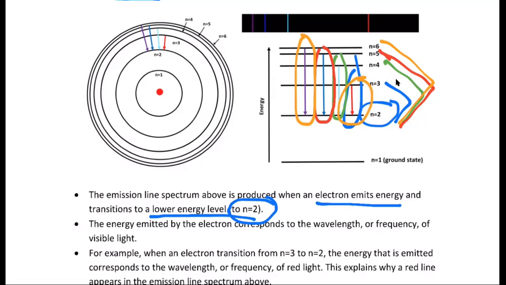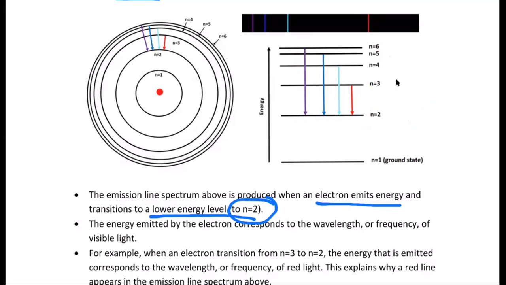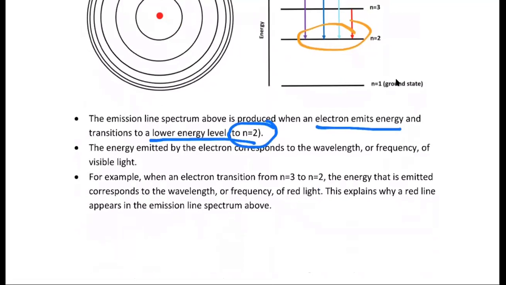The other thing that I want to point out that you can tell that this is an emission spectrum is all of the arrows are pointing down. They're all pointing towards that n equals 2. That tells me that the transition is going down. They're all going from the higher to the lower. And that's kind of what it says here, that they're all going to n equals 2, because they're going to a lower energy level. So the arrows are pointing downward.